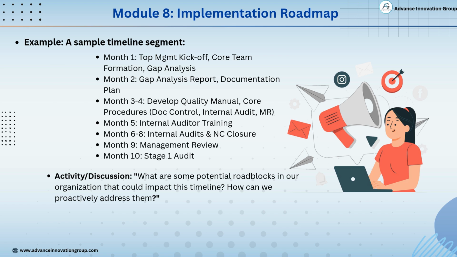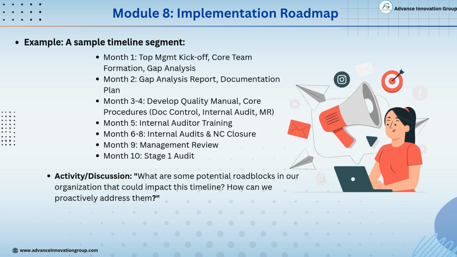Month 1. We begin with top management kickoff, forming the core team and conducting the initial gap analysis. Month 2. Based on findings, we create a gap analysis report and start working on the documentation plan. Months 3 to 4. Focus on developing the quality manual and essential procedures like document control, internal audit, and management review. Month 5. Time to train internal auditors so they are ready for internal assessments.